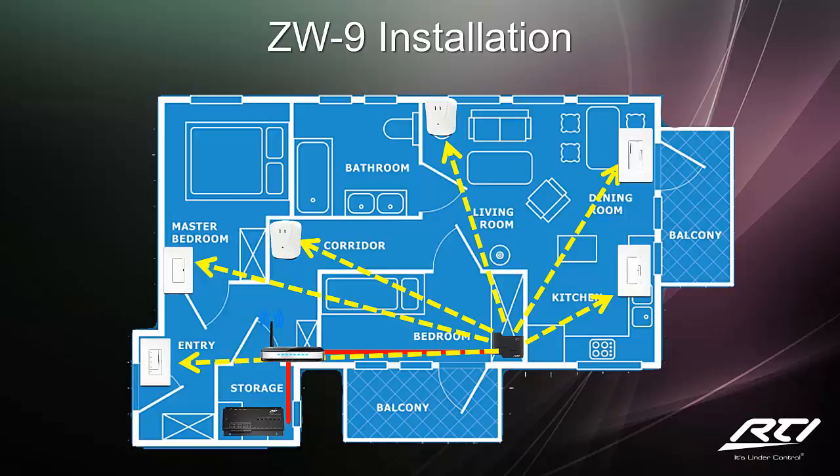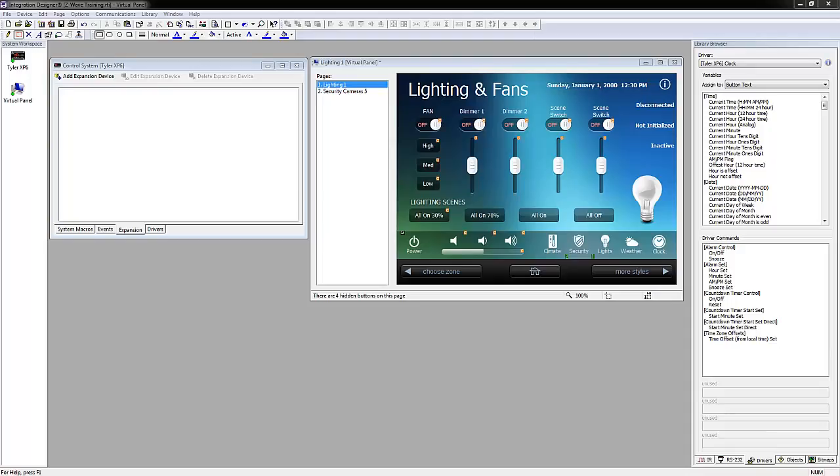Next, we will open up Integration Designer and the project file we were working on for this client. You will notice we already have his XP6 and virtual panel set up with some pages for lighting and a door lock. Make sure your computer is connected to the same network as your ZW9 and that the ZW9 is powered on and connected to that network before proceeding.